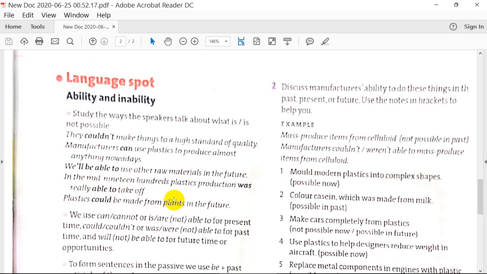Okay. We will be able to use other raw materials in the future. In the mid 1900s, plastics production was really able to take off. Plastic could be made from plants in the future. Maybe.